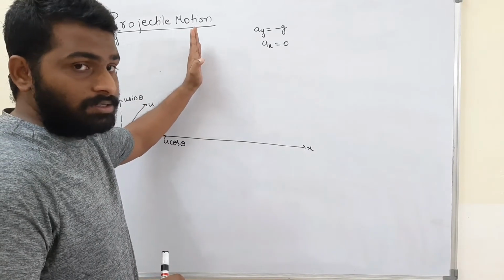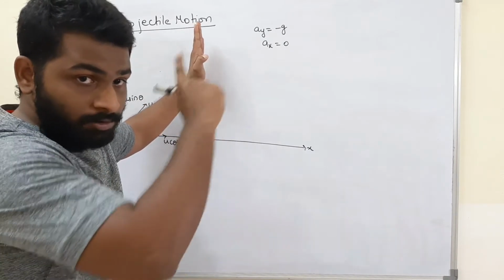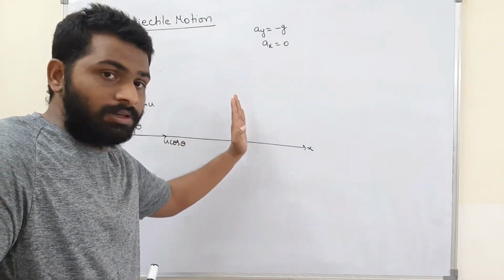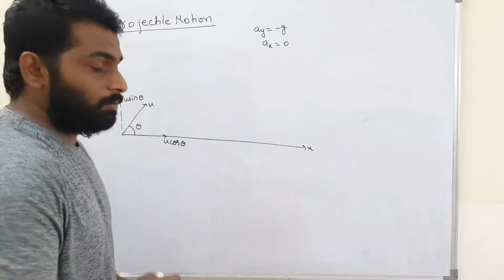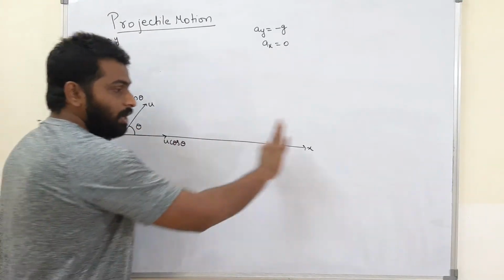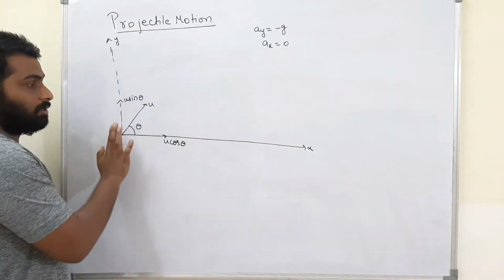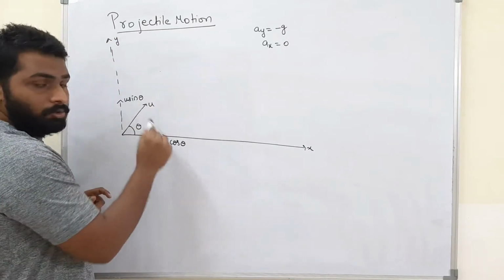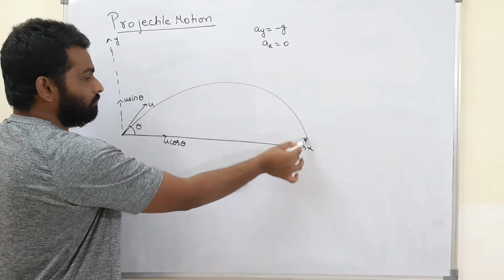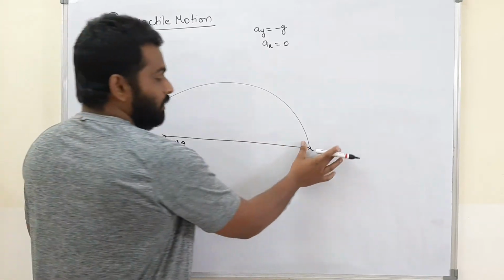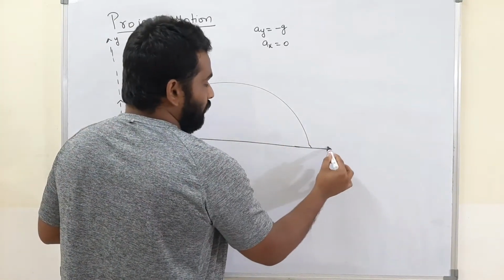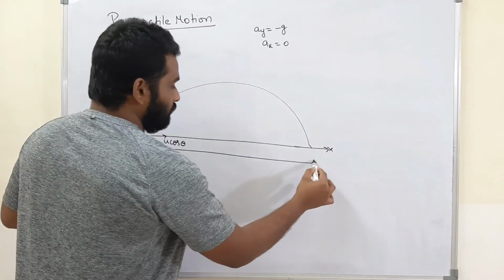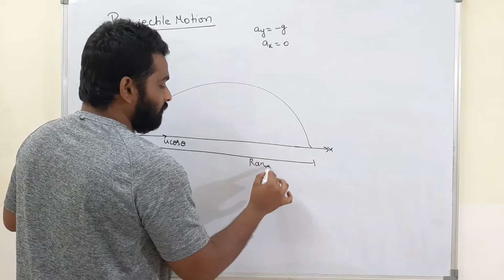Once the velocity has gradually decreased, it reaches the maximum height, and then as the body is coming down, the velocity gradually increases. Because of the horizontal velocity, the body is moving like this, and because of the vertical velocity, the body is moving vertically. Therefore, when I combine them, the motion will be like this. This is the projectile motion. Okay, well and good. Now the distance between the starting and ending point is known as range.